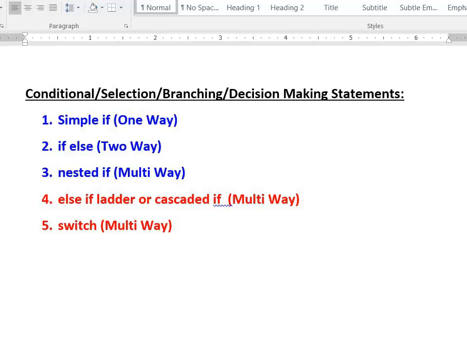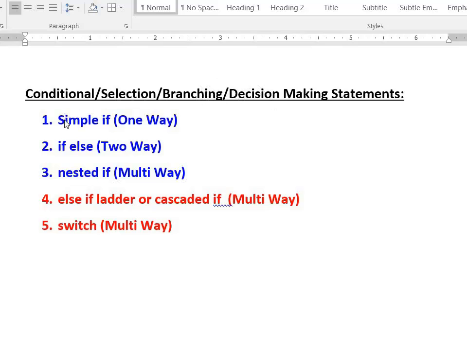Till today, I taught you what are conditional statements. As we know already, conditional statements are also called selection statements, branching statements, or decision making statements. These are used by C programmers to execute a certain block of statements based on certain conditions. That is, we can execute or we can skip based on a certain condition.